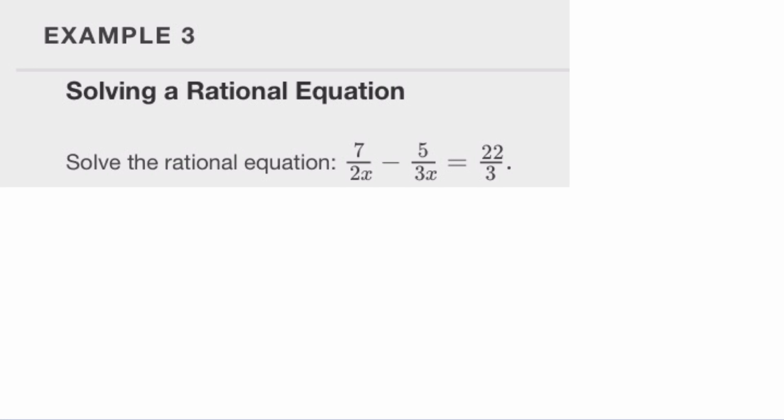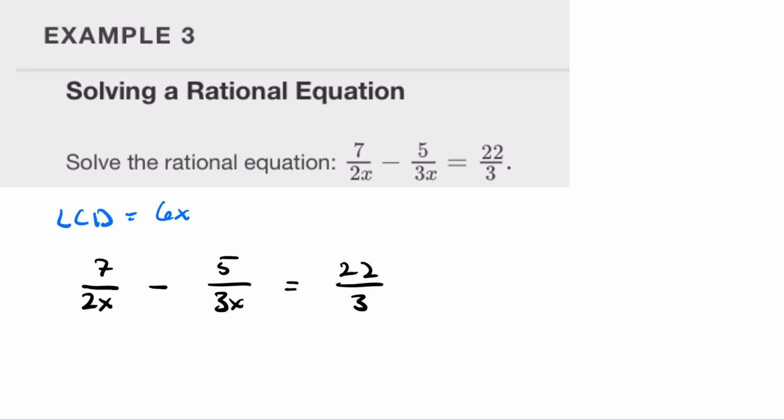All right. So the least common multiple between 2 and 3 is going to be 6, and it looks like we need at least one x. So it looks like our LCD, least common denominator, is going to be 6x. It wouldn't hurt to do a Google or a YouTube search on how to find the least common denominator. Okay. So now we have this 2x under 7 minus this 3x under 5 equals 22 over 3.